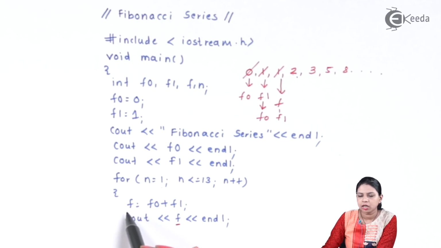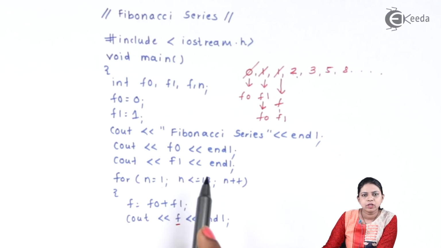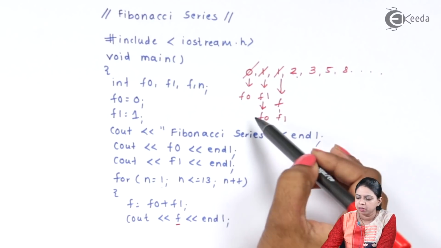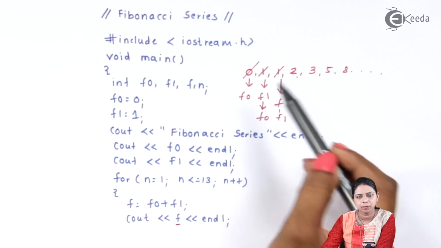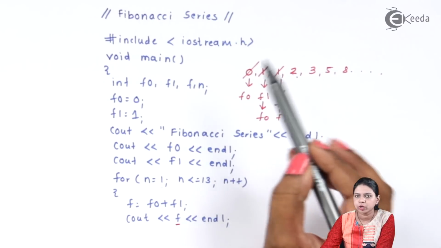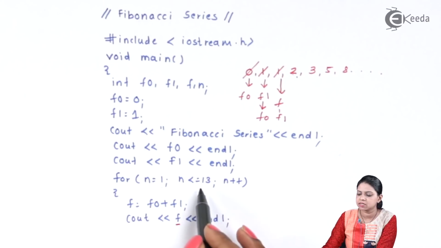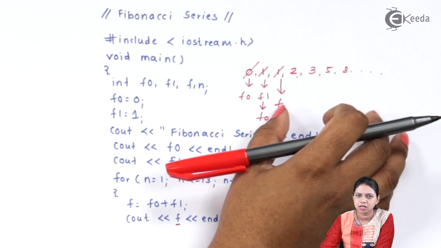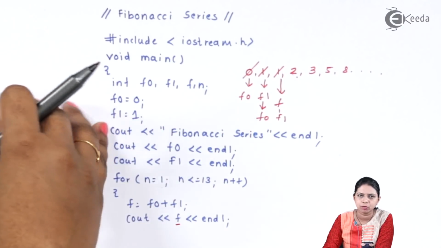Now the third term which I will get, that will be f, and f is equal to f0 plus f1. After my n value gets incremented, I have to exchange the terms. I have to exchange the terms means what? My f1 will be f0 now, and my f will be f1 now. So you have to keep on doing the things till my n is less than equal to 13, and this is how I generate the Fibonacci series. So I hope you have understood the program of Fibonacci series.